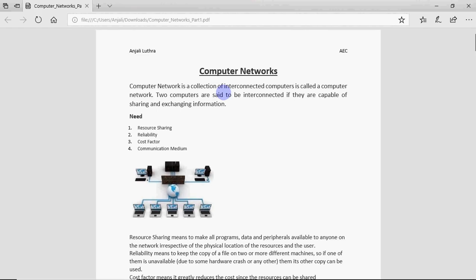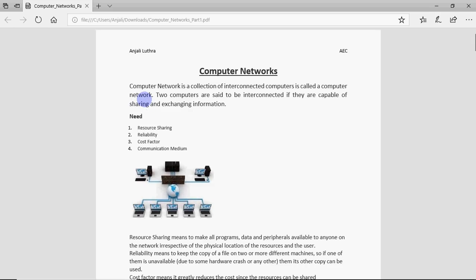If there is a computer network, if they are connected, it is possible for me to open a file stored at computer number 4 on computer number 8. I can share the files between the computers. And that is possible only if the computers are connected with each other and they form a computer network.